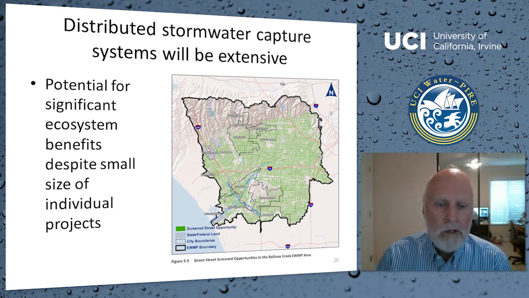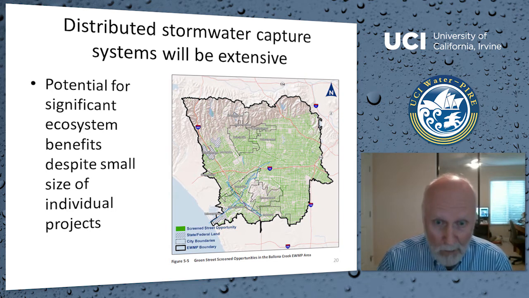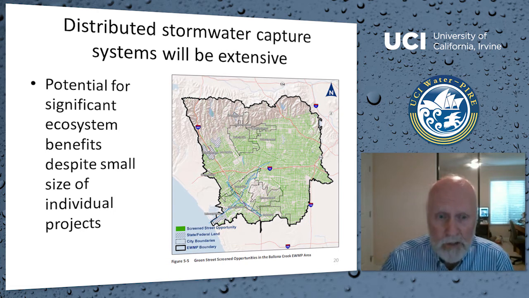What's important here is to see that in this plan, they're identifying their opportunities for green streets. That's in green. If you look, this is the Bionda Creek watershed, and there's a lot of green there. It's unclear how much of that will be built out in green streets. But when you're looking at this landscape scale and thinking towards the next 10 or 20 years when these things will be built out, I think a lot of the benefits that I was talking about are more likely to occur, even though the individual projects might be small.